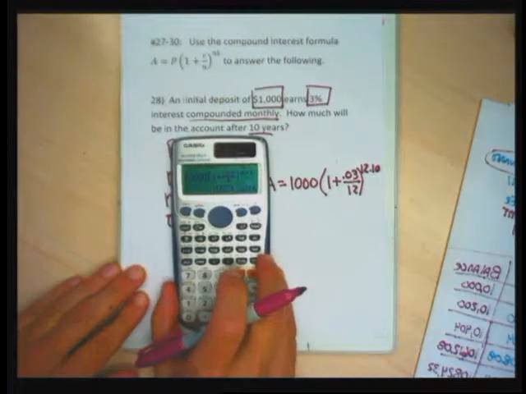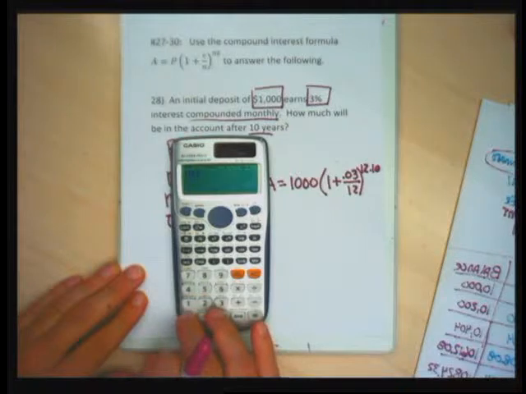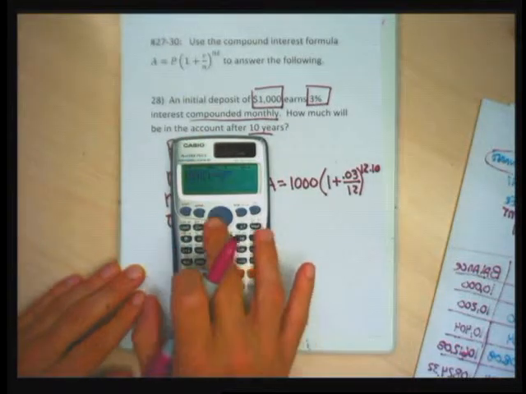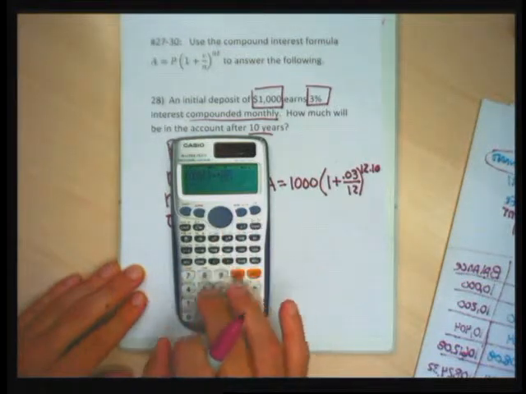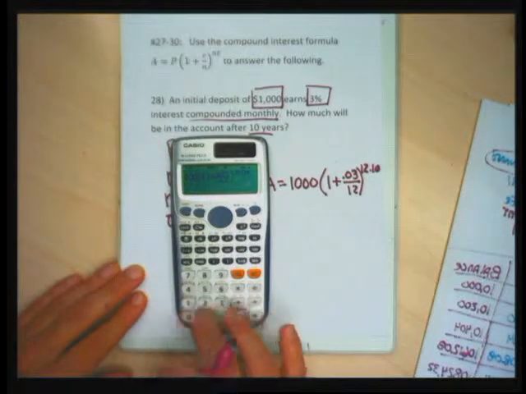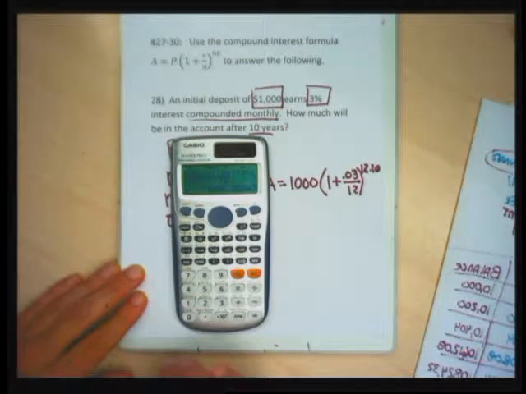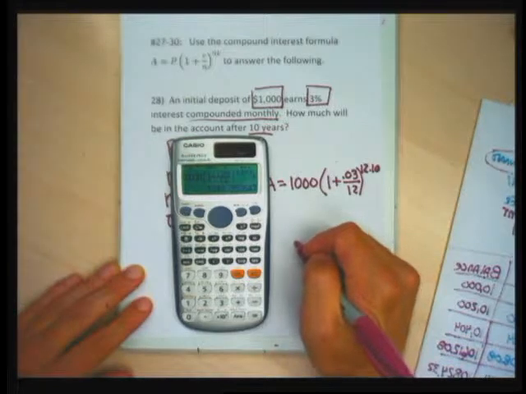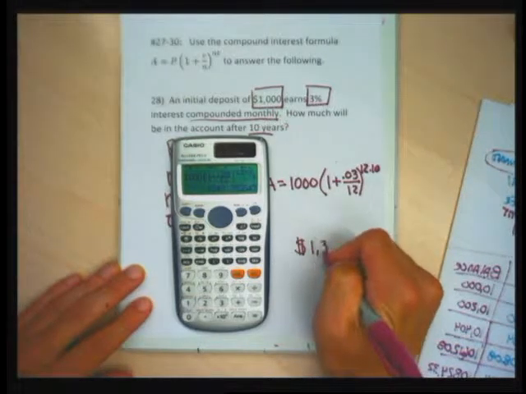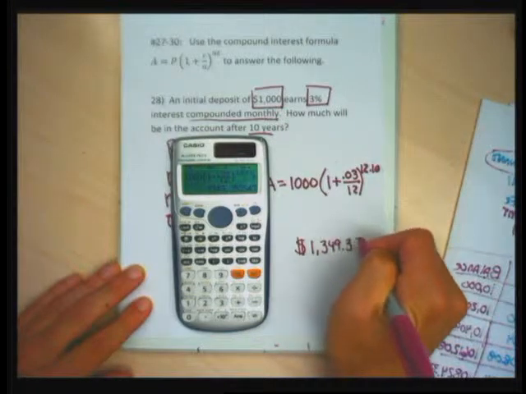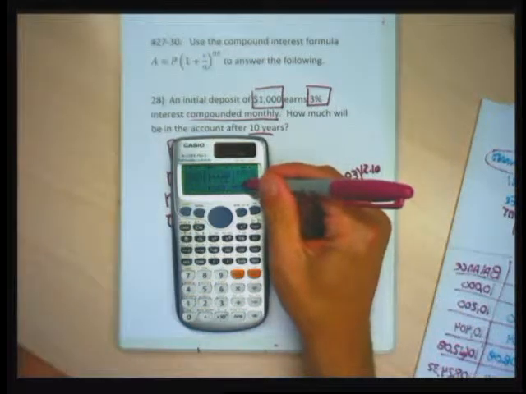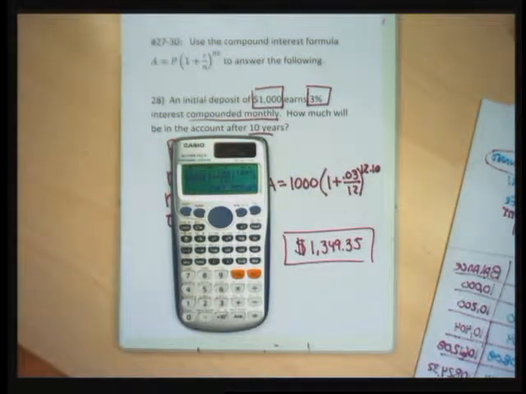So on my calculator now: 1,000, parentheses, 1 plus fraction 0.03 over 12, close my parentheses, exponent 12 times 10, and my calculator gives me an answer that I'll need to round to 2 decimals. So the answer to problem 28 is going to be $1,349.35. I rounded it to 2 decimals. The number after the 5 was a 3, so I didn't round up to 36 cents.